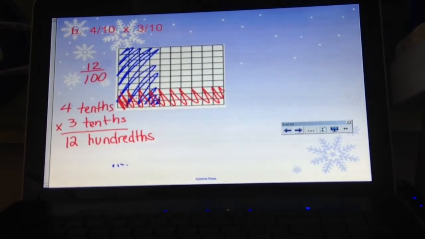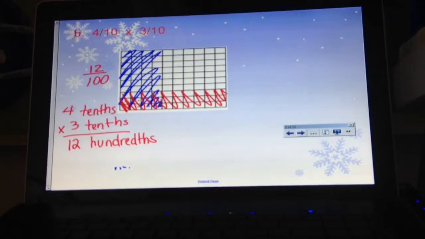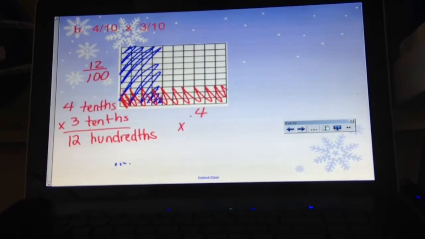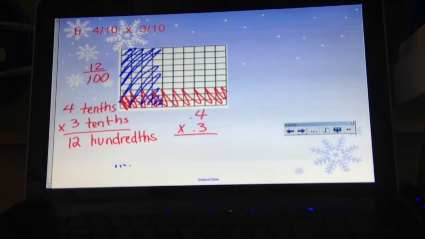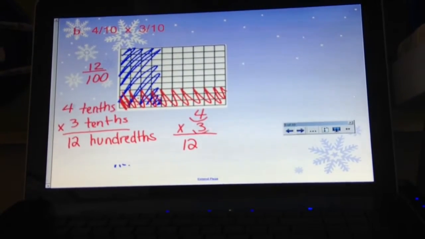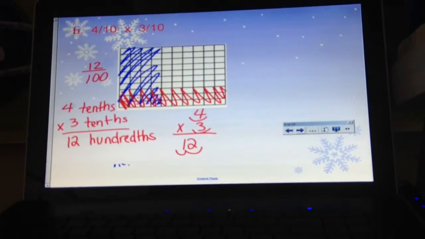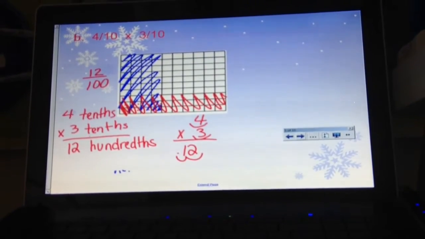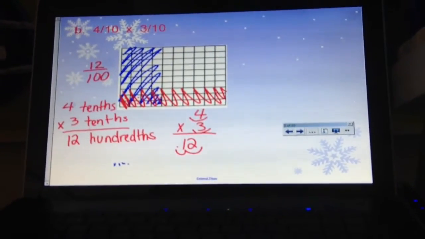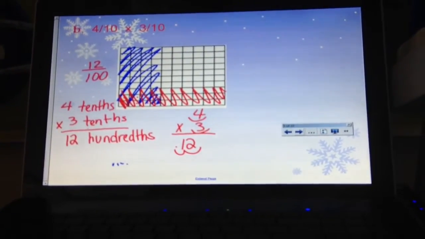And we'll also look at the standard algorithm when we multiply them as decimals. So 4/10 times 3/10. 4 times 3 is 12. I have 1 decimal place there, 1 there, so 2 in my answer. I end up with 12 hundredths. So if you look at each way, I always end up with 12 hundredths. It's just a different way of representing that.